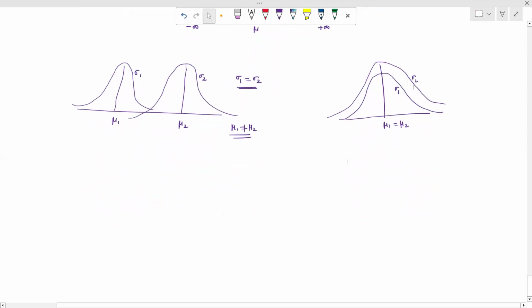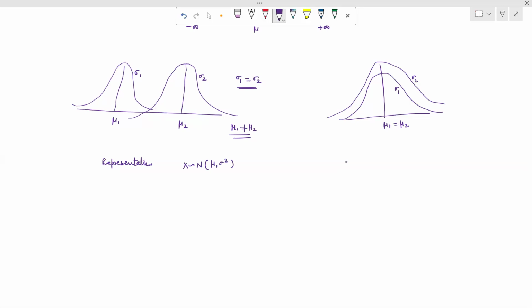Now, the representation of a normal distribution: we can represent this as the random variable x follows the normal distribution with two parameters, mean mu and variance sigma square. So this is basically the representation. X follows the normal distribution with parameters mu and sigma square.